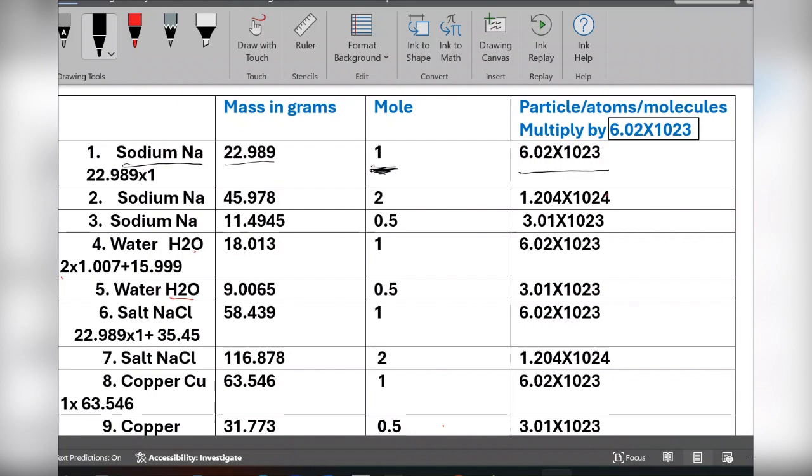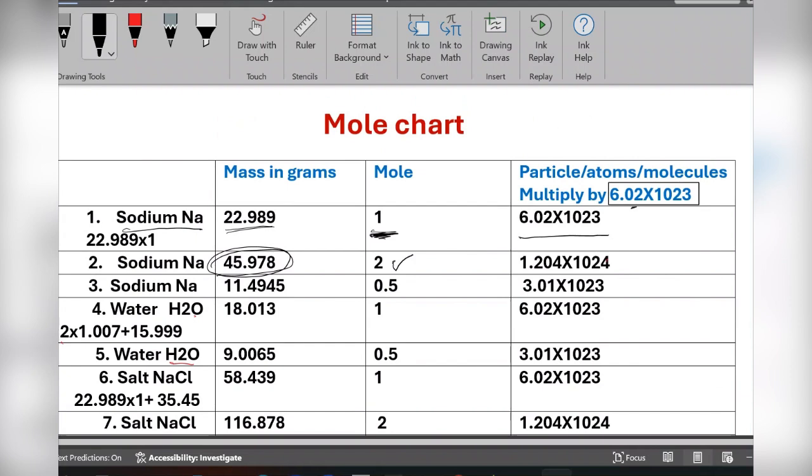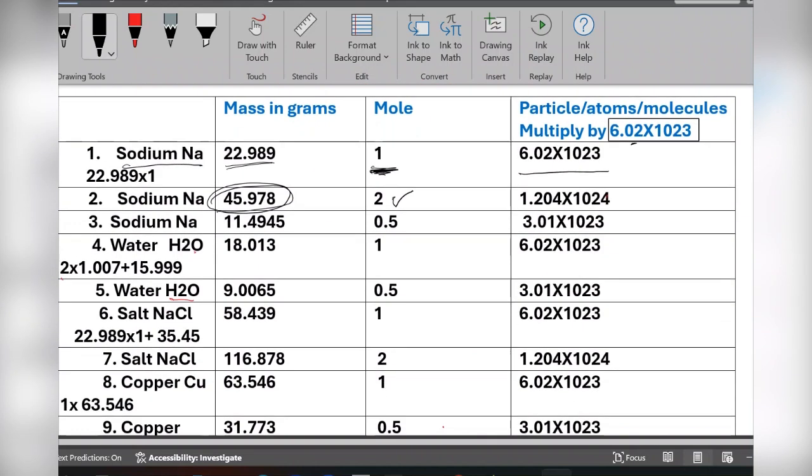Now, second question. Now they ask 2 mole of sodium. Go to the periodic table, find the molar mass of sodium, which is 22.989, multiply by 2. You got this number, that's the mass in gram. How many particles in it? Now multiply by this number. And when you multiply 2 by this number, it becomes what? 1.204 times 10 raised to the power 24.